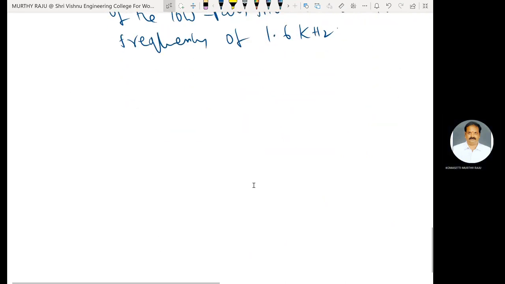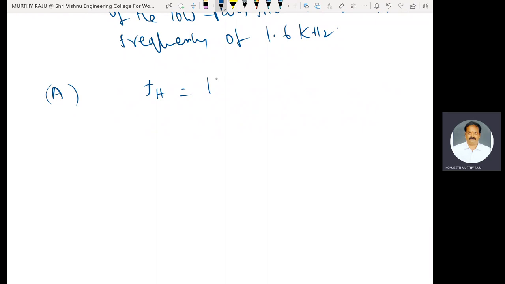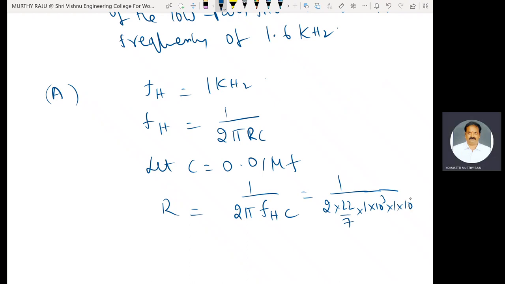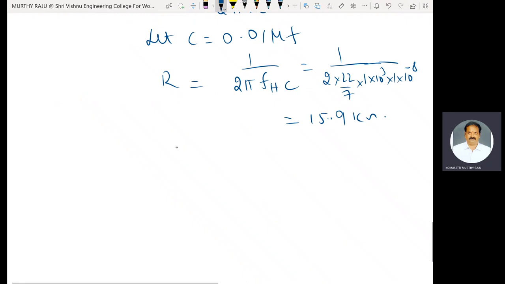That is equal to, in case one solution, FH is equal to 1 kilohertz. FH is equal to 1 by 2 pi RC. Choose standard value, known values, less than 1 microfarad. That means 0.01 microfarad. Therefore, find out this R value. R is equal to 1 by 2 pi FH into C, 1 by 2 into 22 by 7, FH is 1 kilohertz, C is 1 into 10^-8. Therefore, this value is nearly 15.9 kilo ohms. 15.9 kilo ohms is not a standard resistance value.